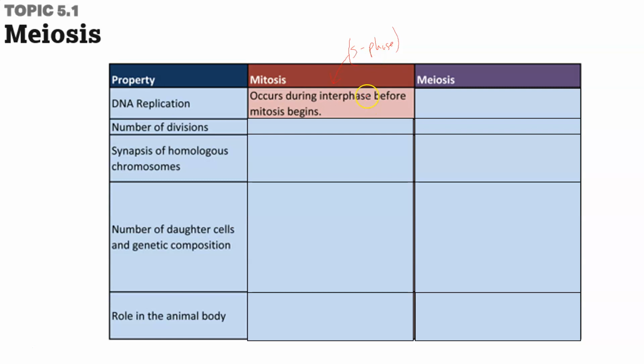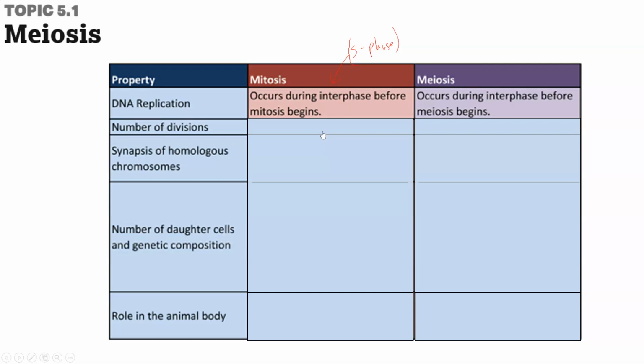Keep that in mind. All right. And meiosis, you might have guessed this, but it also occurs during interphase before meiosis begins. So they both occur in S phase of interphase for meiosis and mitosis. Number of divisions. So what does that mean?